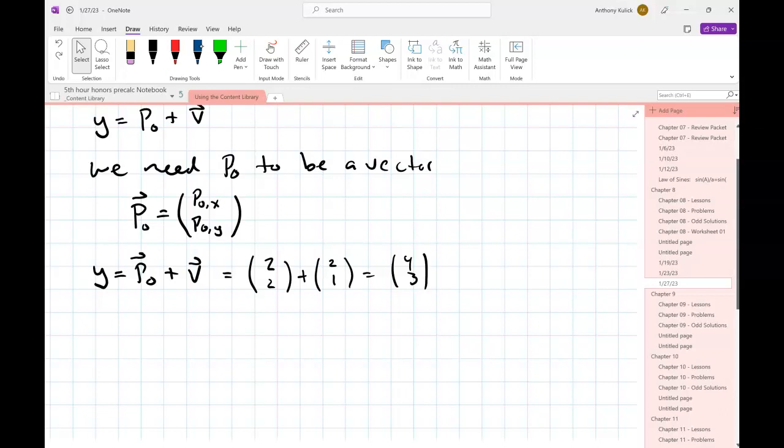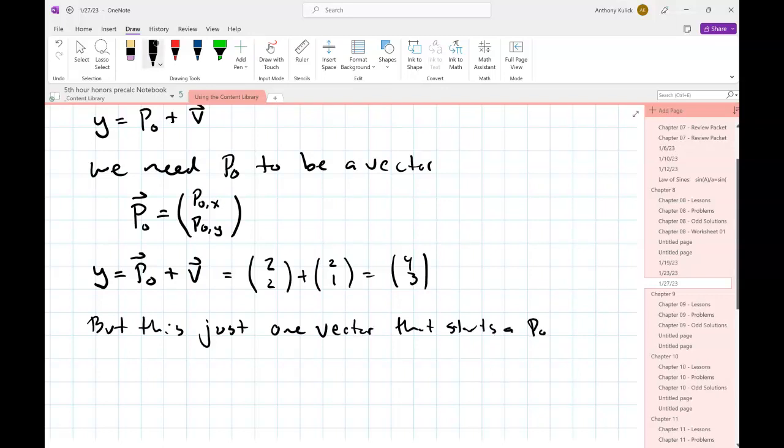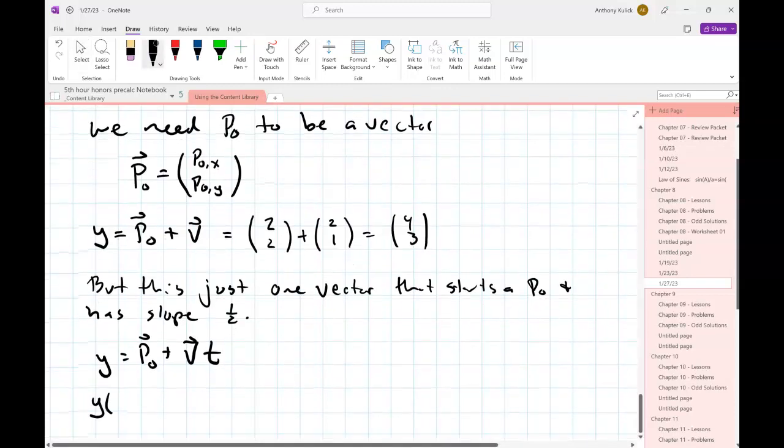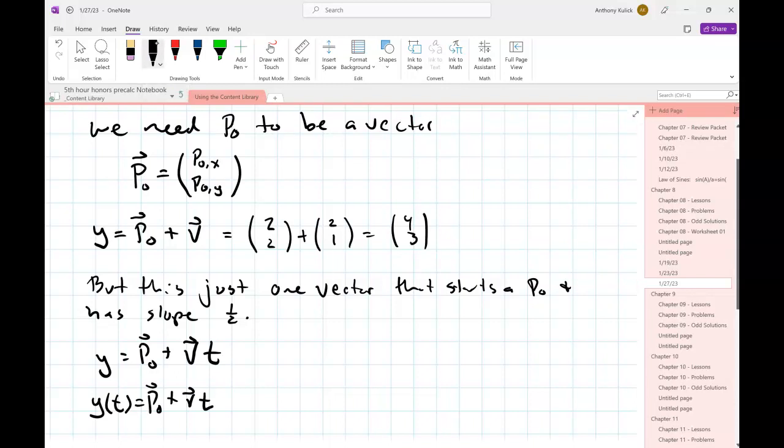So what do we do there? Well, I'm just going to add a parameter here to my vector V. I'm going to call that parameter T. So this is now like a function in terms of T. Notice that T is not a vector, it's a scalar.